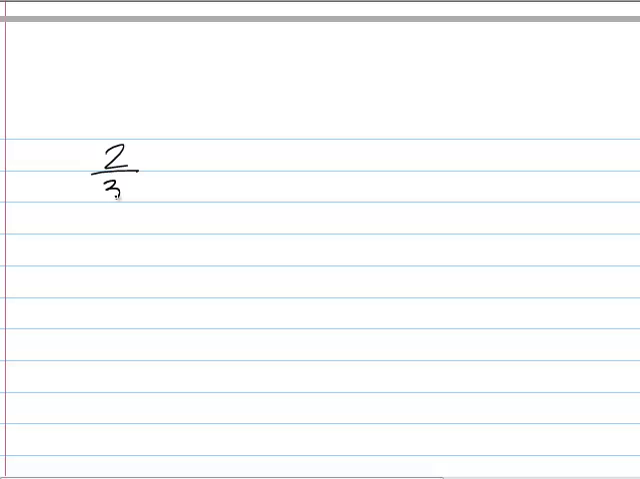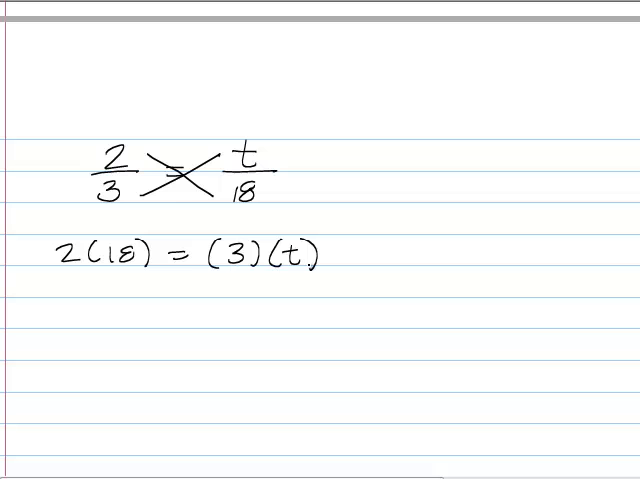So let's say we had 2/3 equal to T over 18. In this case, the thing we don't know we've marked with the letter T. And so we can look at this and look at the cross product. So 2 multiplied by 18 would have to equal 3 multiplied by T. So we have this relationship.